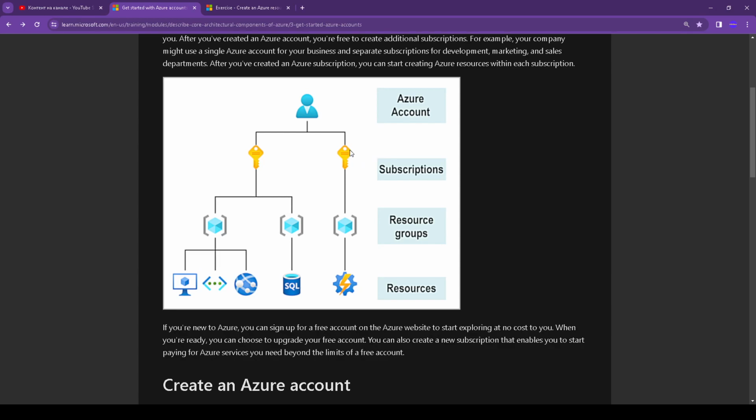A subscription is an instrument to share permissions for an Azure account. So you can create a subscription for developers, for testers, for DevOps, and for the marketing team. So they have limits on what kind of resources and what quantity of resources they can create.